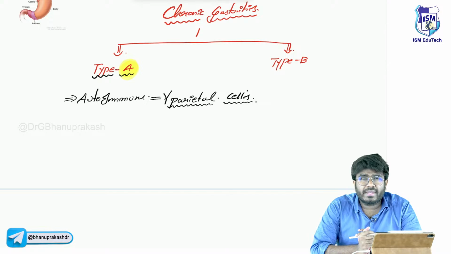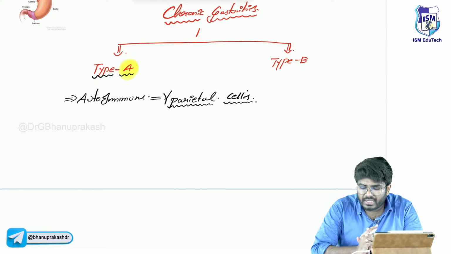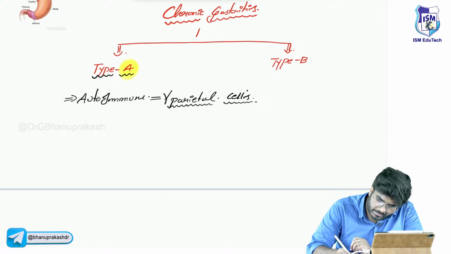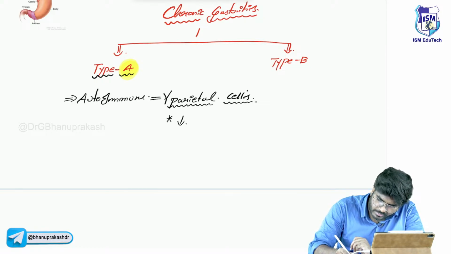Now, from your physiology, I hope you have already studied, the parietal cells in the gastric mucosa are the ones which produce the acid. Now the parietal cells are being attacked. When the parietal cells are getting damaged, getting destroyed, what happens to the acid production? It is going to come down. There is going to be decreased acid production.